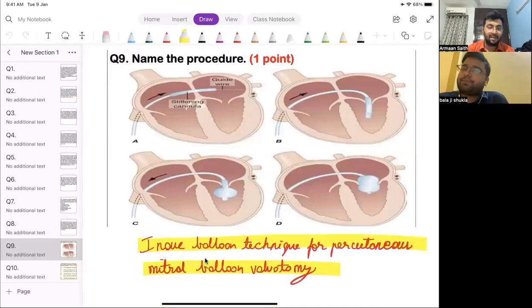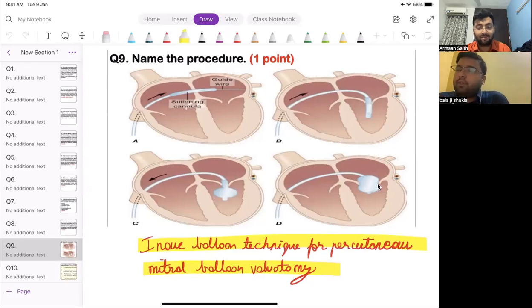Another question in which the image is again taken from Harrison's. We can see the heart is shown, and in that we're taking a cannula into the right atrium, and then from the right atrium it is taken across the interatrial septum into the left atrium. Then, as you can see at the end of the guide wire, there is a balloon. This balloon is passed through the mitral valve, and then it is inflated. So as you can see, we are increasing the size of the stenotic mitral valve.